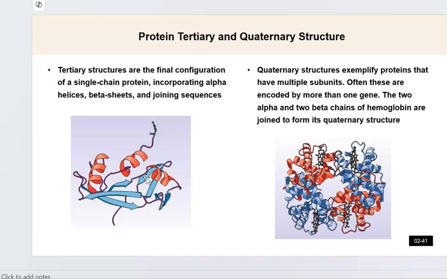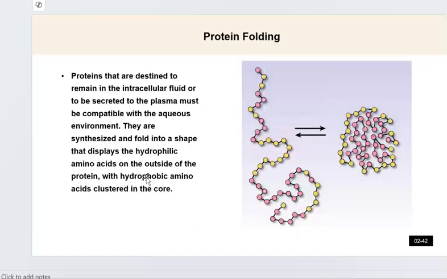This is the strategy known as stabilization by hydrophobic interactions, which is this one here. So proteins that are destined to remain in the intracellular fluid or to be secreted to the plasma must be compatible with water environment, right? We said that most of these have to function within water because that's our main transport system.